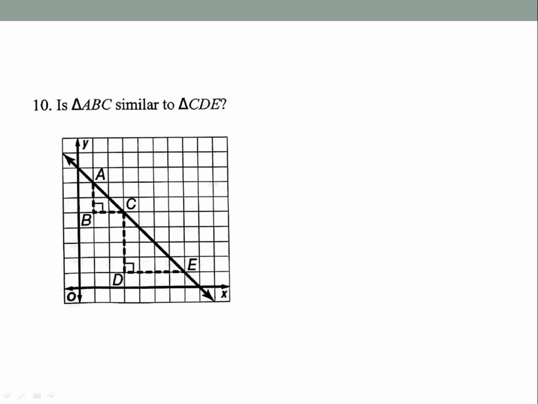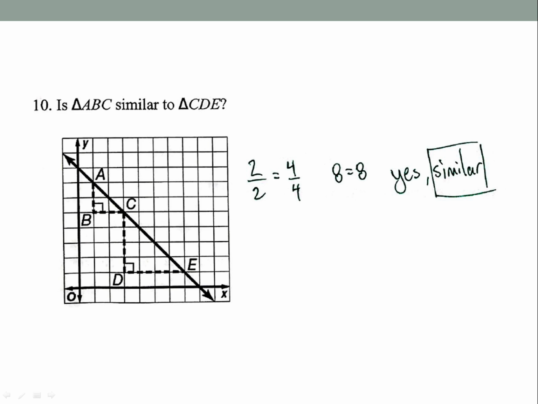So let's move right along to the last problem. Is that triangle similar to the other triangle? Okay, cool. So its height is 2 and its width is 2 for ABC. And for CDE, its height is 4 and its width is 4. So let's set up the fraction. Cross multiply, 2 times 4 and 2 times 4, 8 equals 8. If you have already beat me to the punch and said that this is similar, you are correct. Yes, they are similar. Oh my gosh.